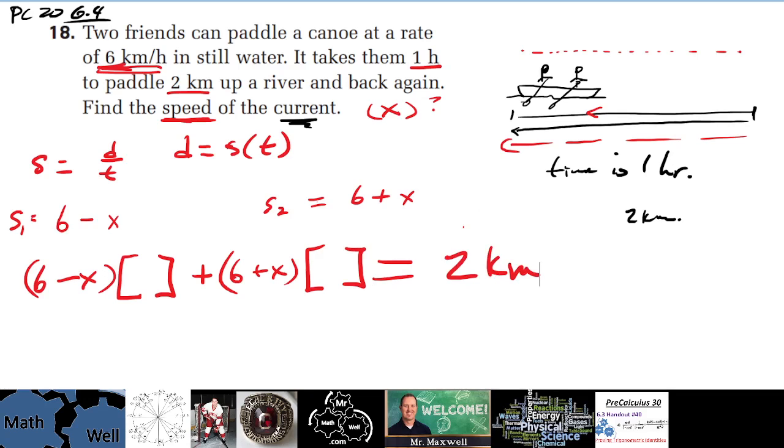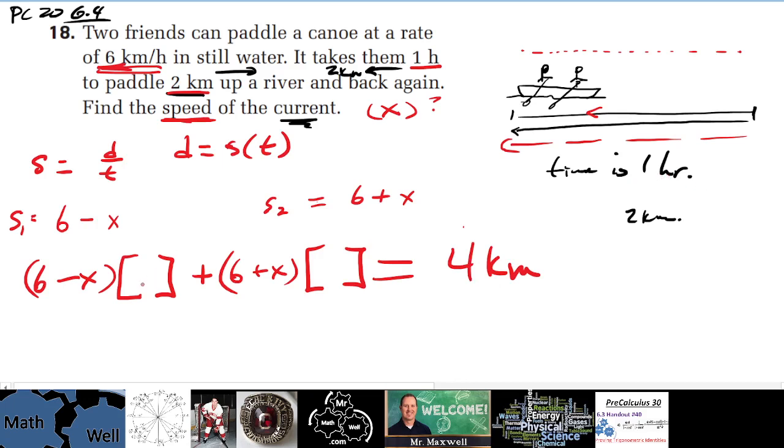All right. So we just noticed something here, that this 2 kilometers here, we're assuming that the whole trip is 2 kilometers, but when we read this again, I think that it's 2 kilometers there and 2 kilometers back again. So that means this is going to be 4 kilometers. Okay. And it takes 1 hour.